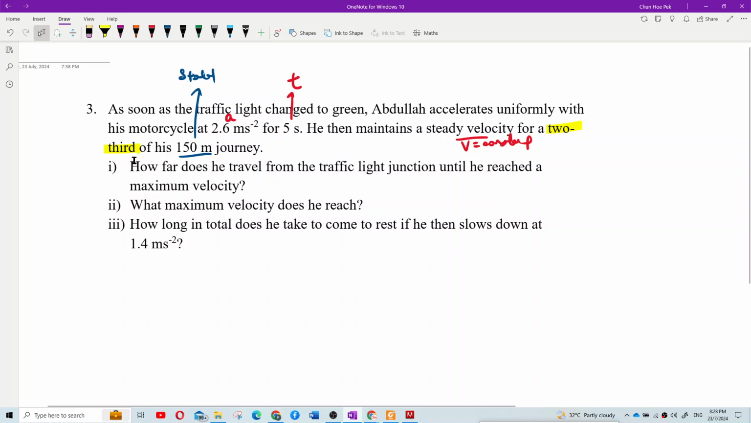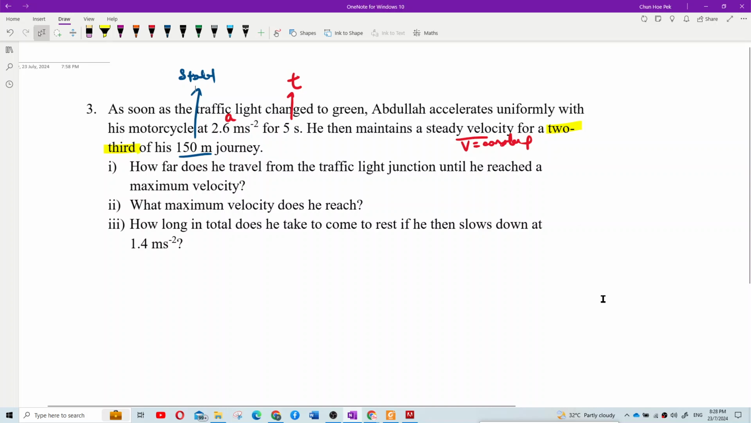So okay, you see the question. How far does it travel from traffic light junction until he reaches a maximum velocity? What is the maximum velocity? How long does it take to come to rest when he slows down? Oh, that means he did slow down. It's not just traveling at steady velocity for 2/3. So in this 150-meter journey, he did slow down after some point.